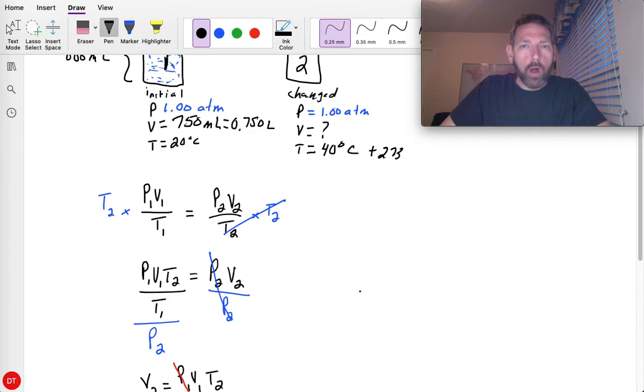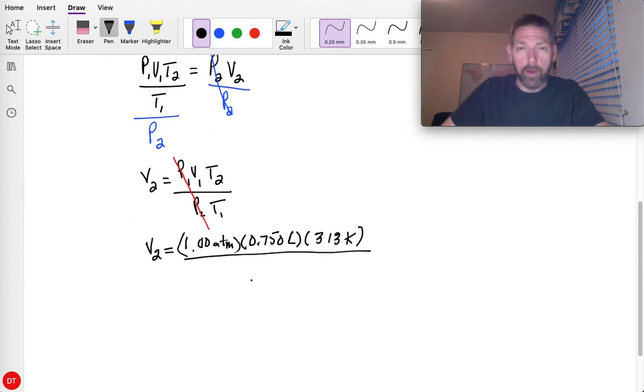Over T1, right? So we have to add 273 to this, so that gives us 293, and we know that that is Kelvin. And then the pressure here, again, is 1 atmosphere. All right.